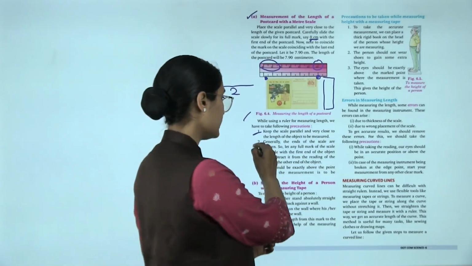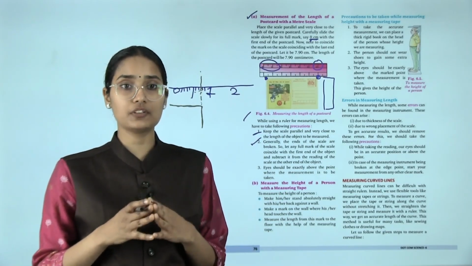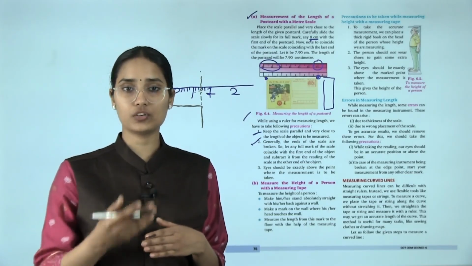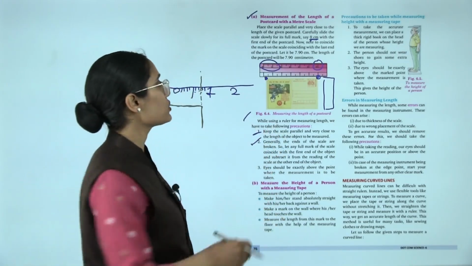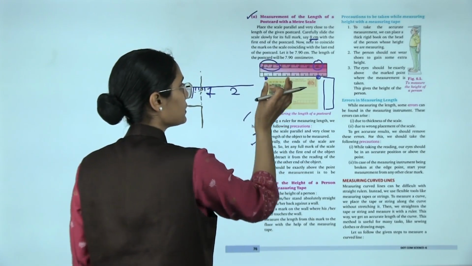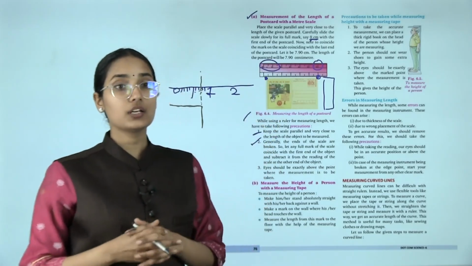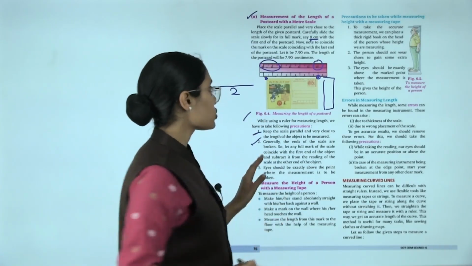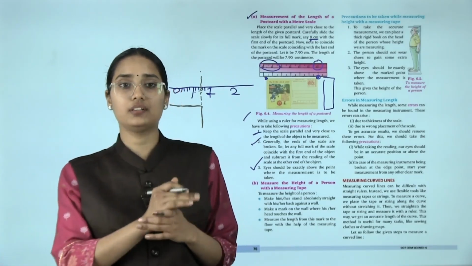Now generally the ends of the scale are broken, so let any full mark of the scale coincide with the first end of the object and subtract it from the reading of the scale at the other end of the object. So sometimes what happens is the ends of the scales are broken, right. In that case you can just make sure that you start with a centimeter mark on the scale which has proper marking, right, and then count accordingly. Now the eye should be exactly above the point where the measurement is to be taken, okay. So make sure wherever you are taking the measurement, it is exactly above the point, right.